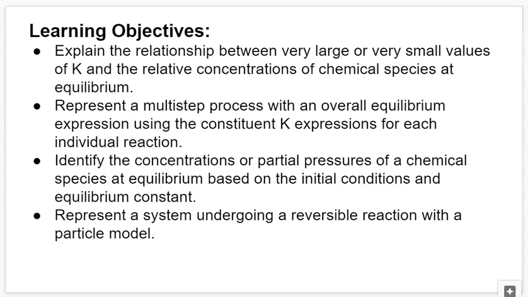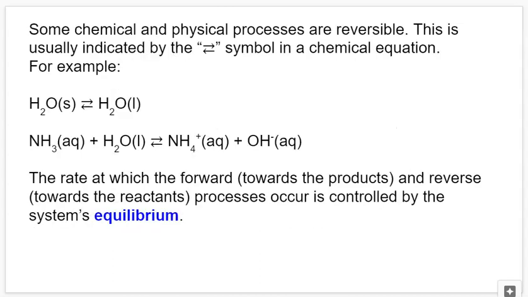values of K and the relative concentrations of chemical species at equilibrium, to represent a multi-step process with an overall equilibrium expression using the constituent K expressions for each individual reaction, to identify the concentrations or partial pressures of a chemical species at equilibrium based on the initial concentrations and equilibrium constant, and then lastly, to represent a system undergoing a reversible reaction with a particle model. Sorry, that was a lot, but there's a lot of small bits to cover here.